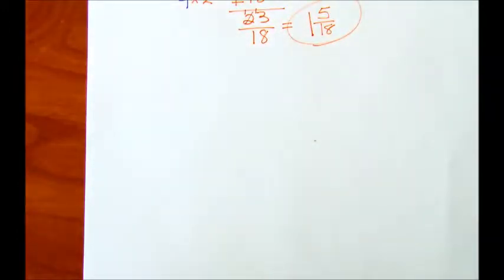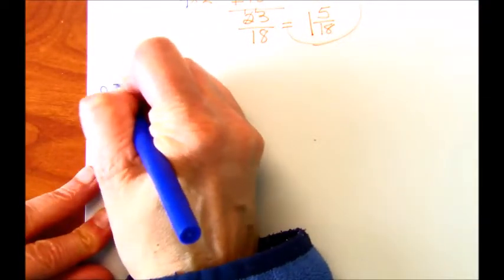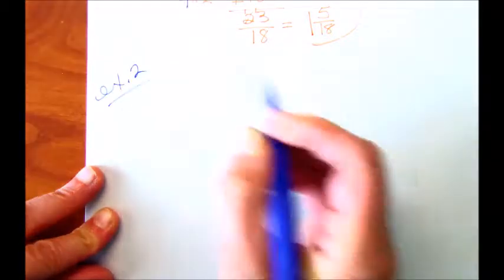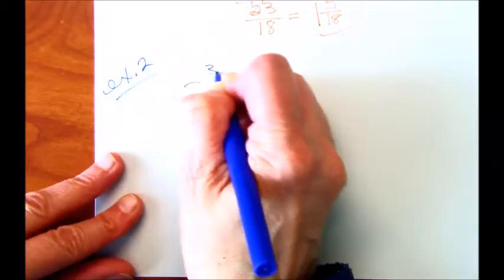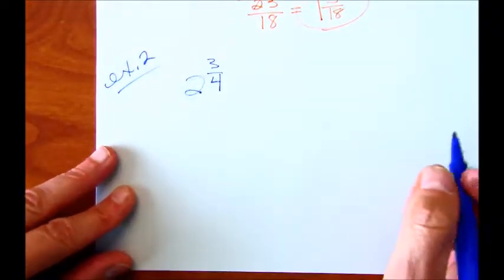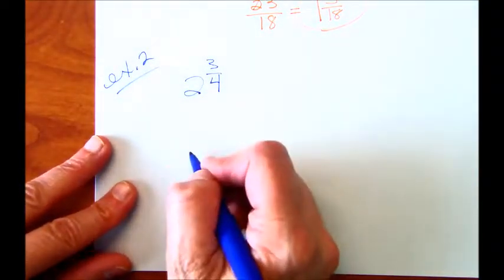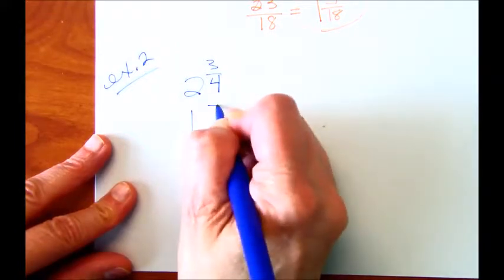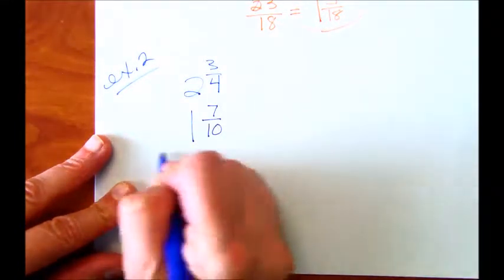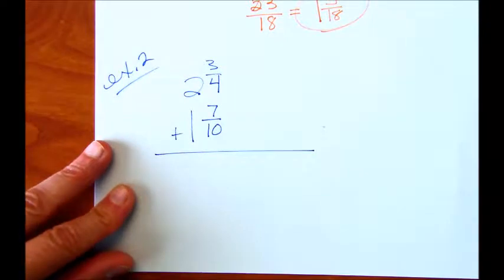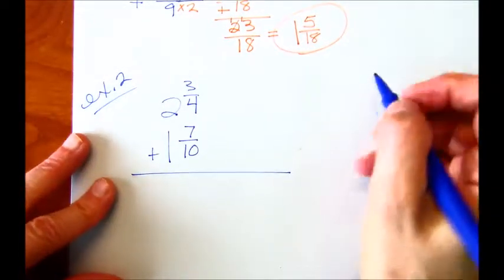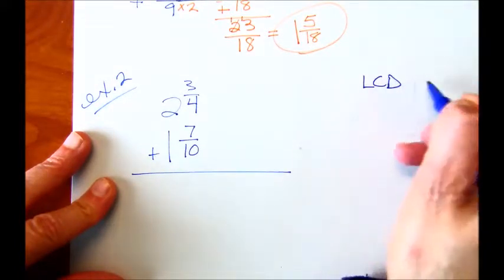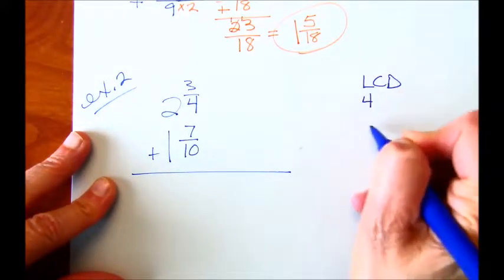Let's go ahead and look at a mixed number example in which the denominators are not the same. So in this example, we're going to have 2 3/4. And I'll go ahead and write it down below. Here we have 1 7/10. And again, we're going to add. So like before, we're going to find the least common denominator. And we have 4 and 10.